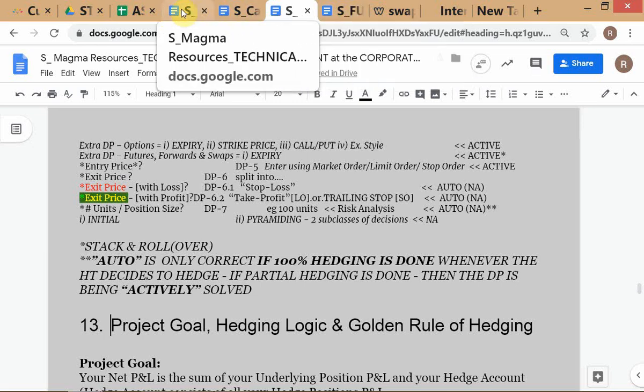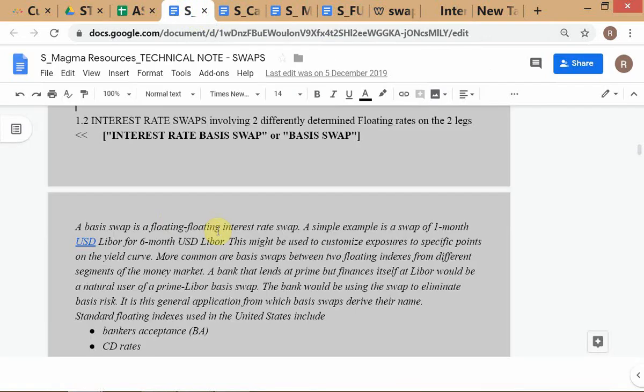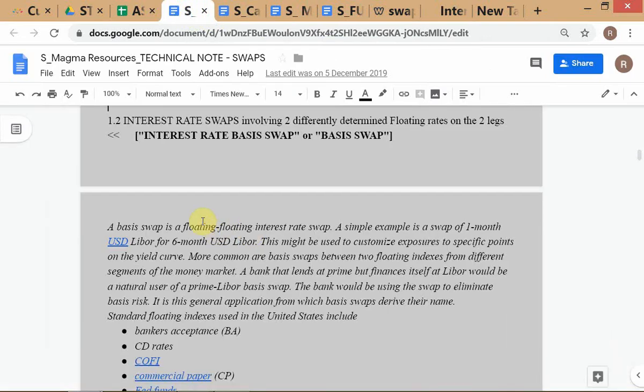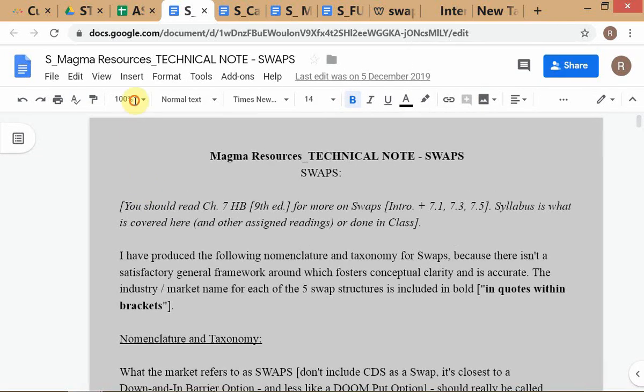Okay, where is this futures? I think this is the one for swaps. Yeah, okay. So let's go to swaps. Let's first be clear about the, what is the zoom here? Yeah, okay, finally we have 100%.